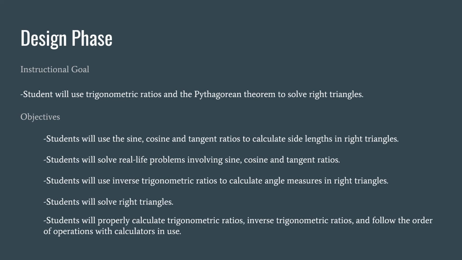So for the design phase, we set the instructional goal to be students will use trig ratios and the Pythagorean theorem to solve right triangles. Within that instructional goal, specific objectives were students were going to use sine, cosine, tangent ratios to find missing side length in right triangles. Also, we're going to solve real life problems using the sine, cosine, and tangent ratios. Students would also use inverse trig ratios to find missing angle measures in right triangles. Once again, students will solve right triangles, and then students will also be able to properly calculate trig ratios, inverse trig ratios, and follow the order of operations when they're using their calculators.